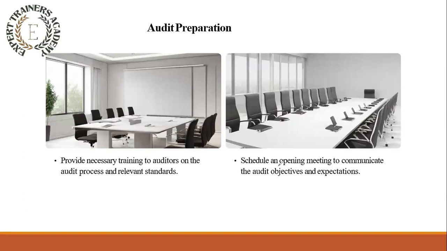So once you gather the evidence, then you're going to gather again in the closing meeting. Then you're going to discuss verbally, these are the non-compliances. These are all major non-compliances, minor non-compliances. Once you give them verbally, then you're going to prepare a written report. That's how the general synopsis of an audit looks like. So this is the schedule of the opening meeting to communicate the audit objective and expectation. This is with the internal audit.